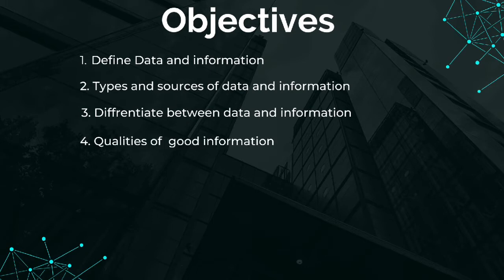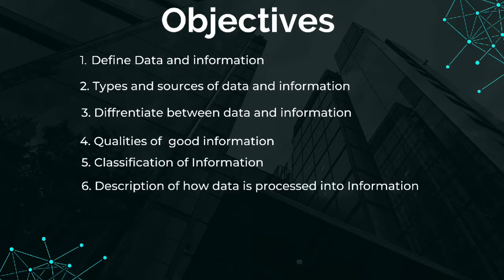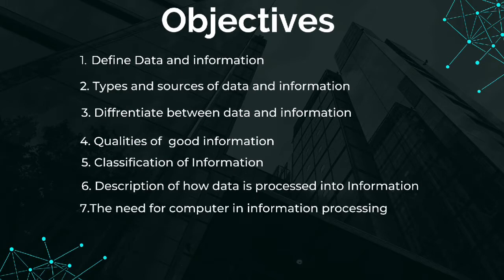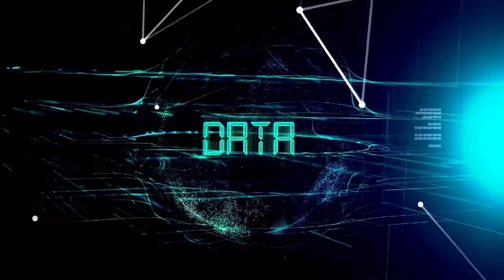Then we'll now look at qualities of good information. Then the fifth thing we're going to look at is the classification of information. How is information being classified? Which will now take us to the sixth point, description of how data is processed into information. And finally, we shall look at the need for computer in information processing.